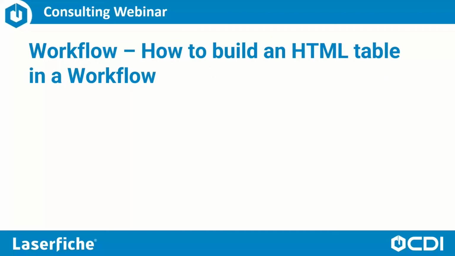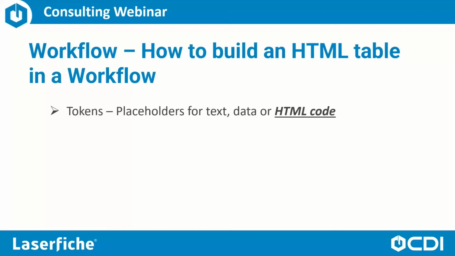So how do we build an HTML table for use in an email within a workflow? This is something that really will bump up the look and feel of your emails. And what we're going to be using is, as I mentioned, tokens. We're going to use the assign token activity, which are really just placeholders for either text or data, or in this case, HTML code. And they'll learn a little bit about that here today, so hopefully you're looking forward to that.